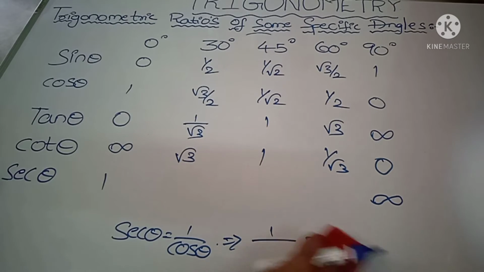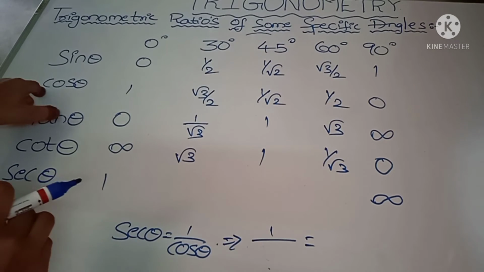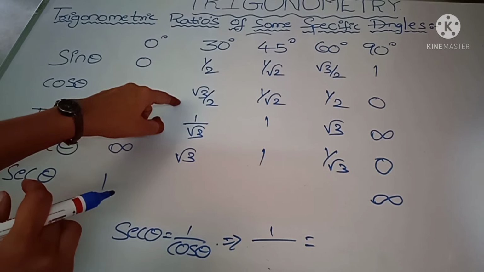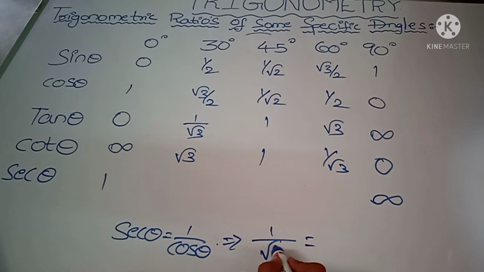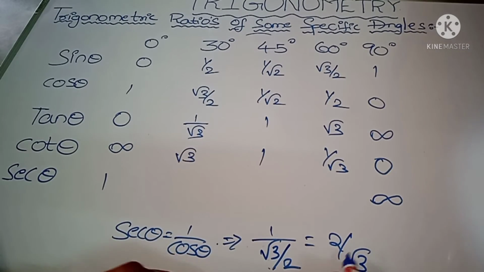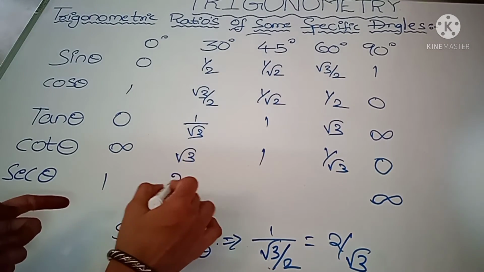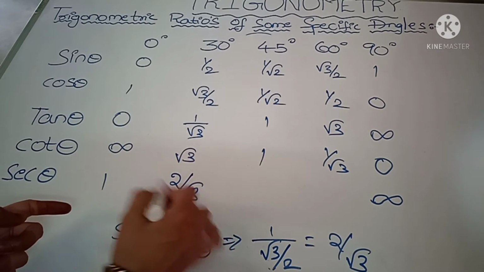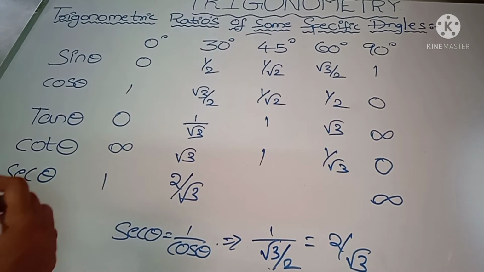Next one is secant 30 degrees. What's the value of cos 30 degrees? Root 3 by 2. Substitute here root 3 by 2, reverse this, and it can be written as 2 by root 3. So the value of secant 30 is 2 by root 3.